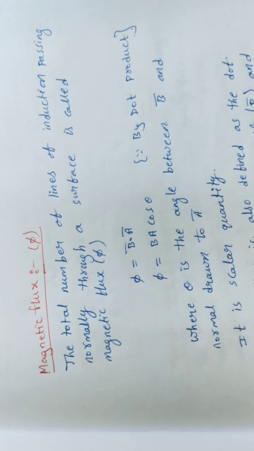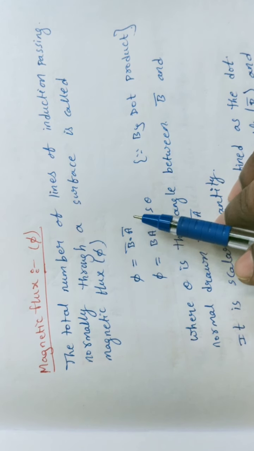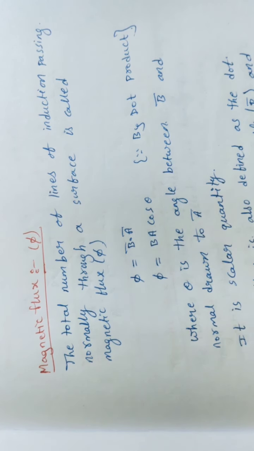See students, for this magnetic flux one standard formula is present, that is nothing but phi is equal to B bar dot A bar. What is the thing students? B bar dot A bar is the thing. So B bar is nothing but magnetic induction in vector form and A bar is nothing but the area vector. So listen here, phi is equal to B bar dot A bar is the fundamental formula. Here we are applying the dot product, which means the result also becomes a scalar quantity.